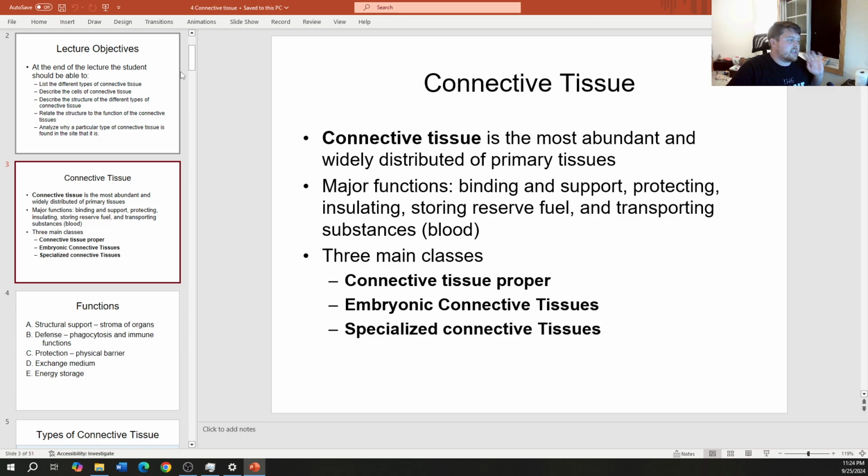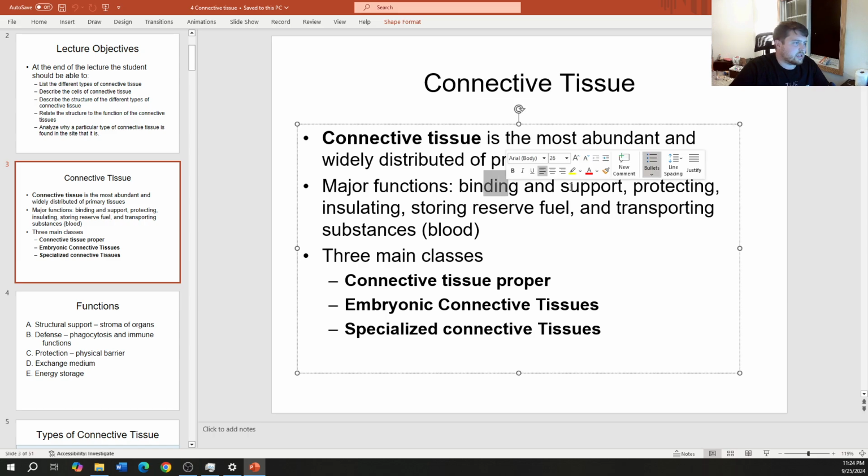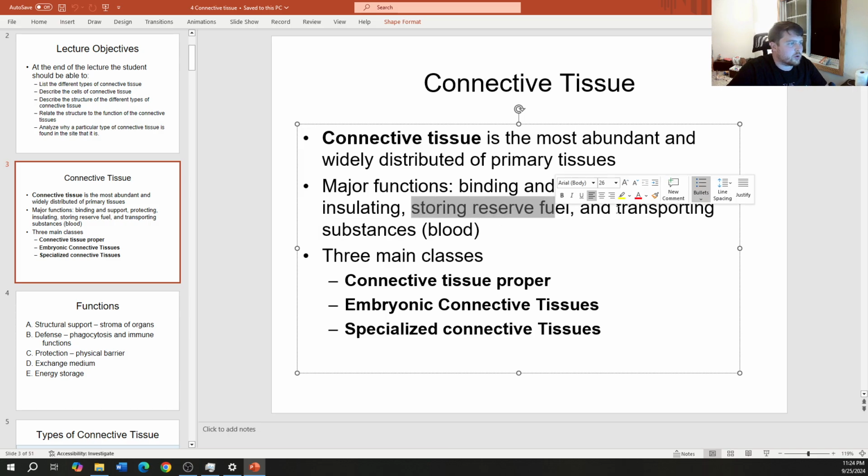Okay, so connective tissue, first of all, is the most abundant and widely distributed of primary tissues. It is everywhere, okay? Connective tissue is literally just all of this stuff that's going to be in between everything else, keeping everything together. It binds, it supports, it protects, it insulates. It stores fuel, as well as it transports stuff. Blood is considered as well a connective tissue. We'll get into that in a little bit.